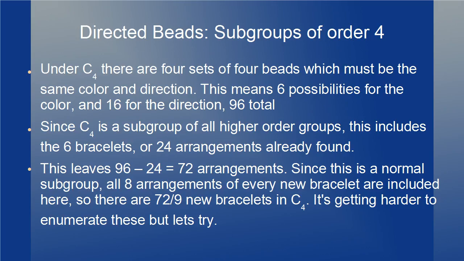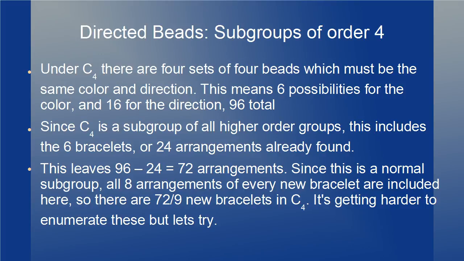Down to subgroups of order 4, cyclic group first as usual. 4 sets of beads which must be the same color and direction. This implies 6 choices for color and 2 to the 4th power, or 16, for direction. Product is 96. Since C4 is a subgroup of all higher order subgroups, we must subtract all arrangements already found, which consist of 6 bracelets of 4 arrangements each, or 24, leaving 72 new arrangements.